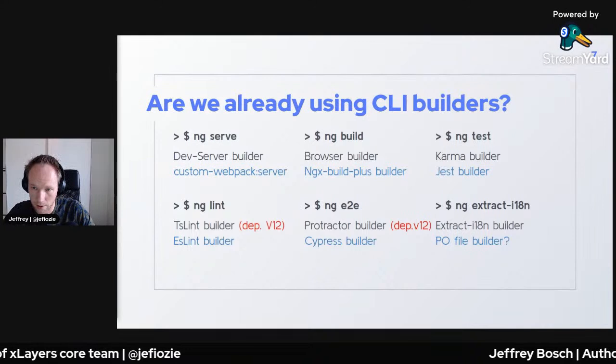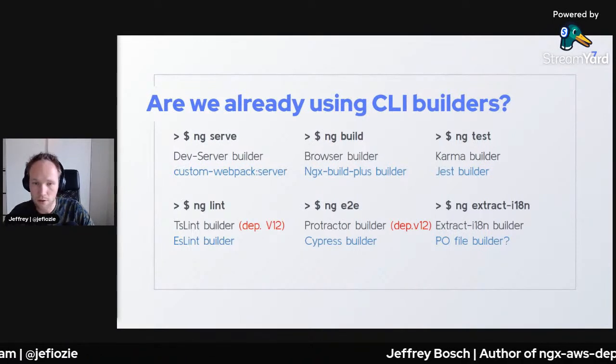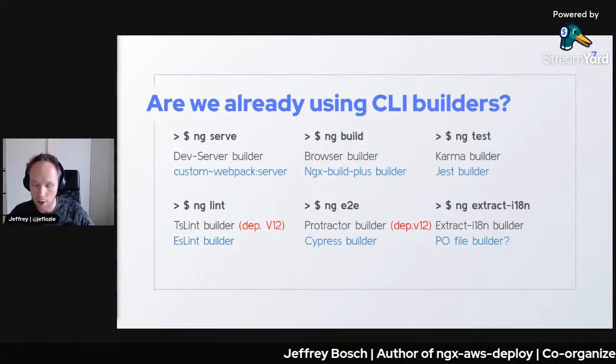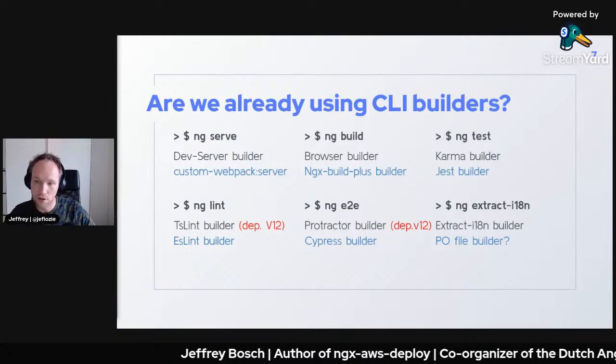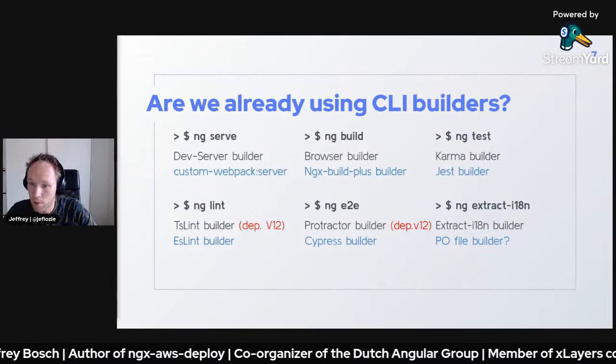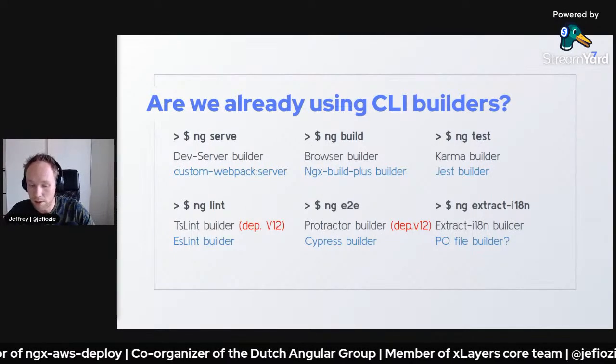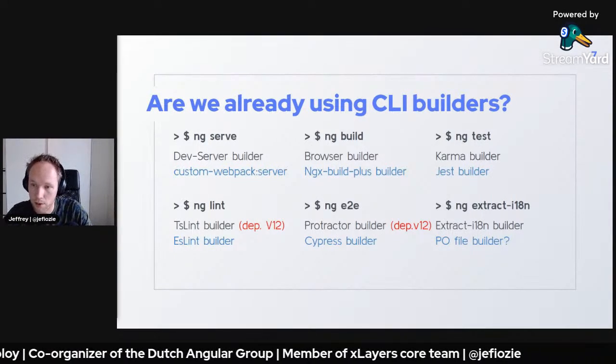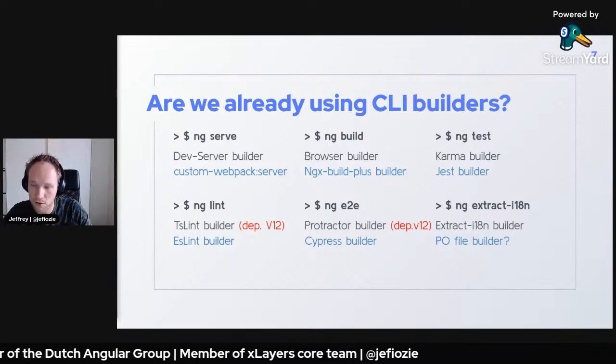So here's where the cool part is. We can just mix and match different builders for different commands for our project, and we can easily configure that by using the Angular CLI, the angular.json file, or the Angular CLI parameters.